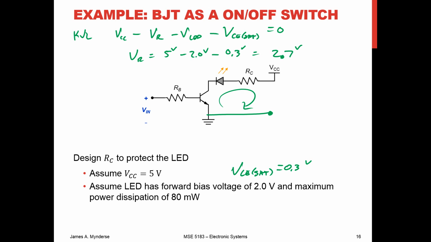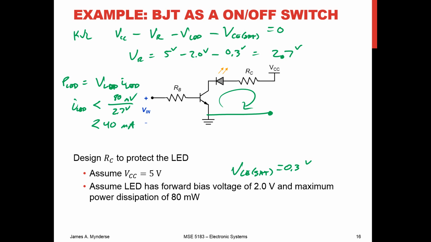So now, the second step in this case, to get the current working here, and to get my resistor, is I need to choose the power dissipation. So the power dissipation by the LED is going to be the voltage times the current. And so I know that the power dissipation should be less than 80 milliwatts. So the current, now that I know my voltage, the current should be 80 milliwatts divided by 2.7 volts or less, which means it's going to be less than 40 milliamps.